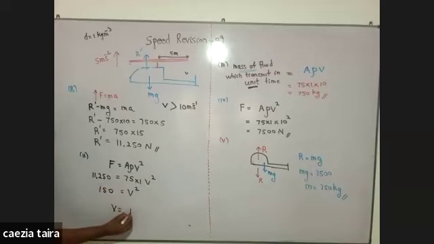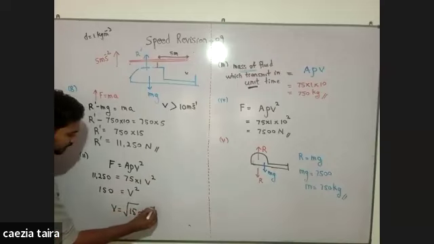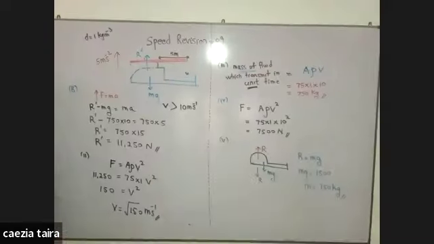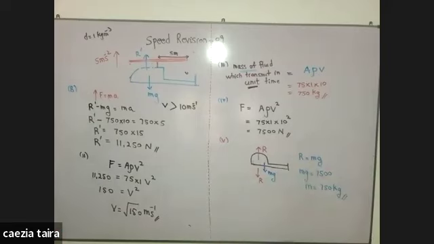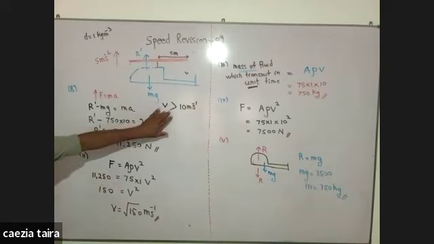Then the v value, the root of 150, is nearly 12.1. However, the velocity has increased, hasn't it?